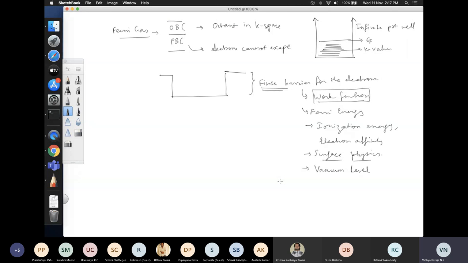Why do we need it? Simply because when we are heating the metal, the electrons are coming out, right? And to come out, they have to cross a certain barrier, right? What is that barrier is the question. Okay, and the barrier is that the electrons have to be at the Fermi energy and they have to cross the work function. So they have to have an energy which is at least equal to the Fermi energy plus the work function, okay, in order to escape the metal. So that is basically the idea.